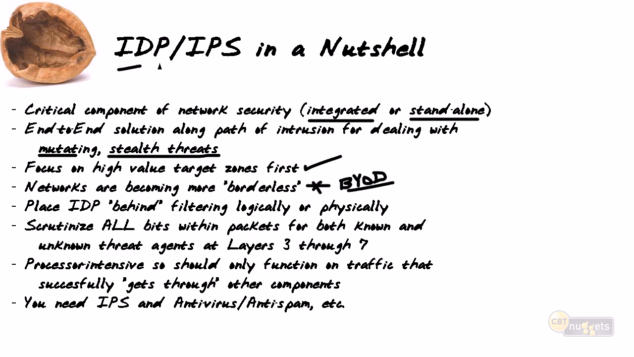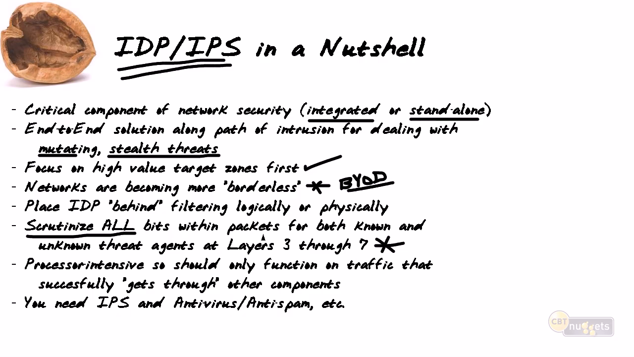So we need this feature to help us look at known and unknown threat agents and attacks from layer 3, the network layer, all the way up through the application layer. So what we're doing is we're going beyond what just packet filters do. We're looking at all the bits. We're scrutinizing all of the bits within the packets, looking for particular attack vectors.